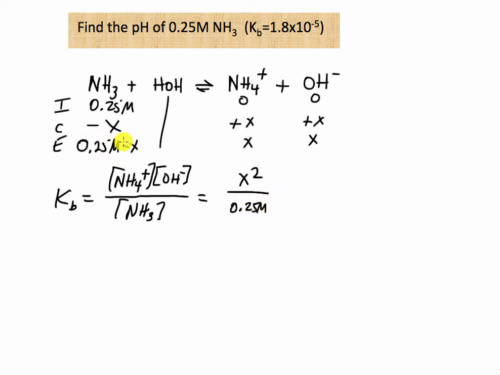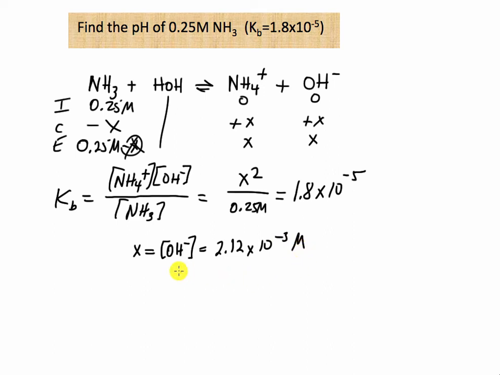I'm going to get rid of that x in the denominator because the Kb is so small. It's such a small Kb I can drop it out. So 1.8 times 10 to the minus fifth. I can solve for my x, which is equal to the concentration of hydroxide, which is also equal to the ammonium, which I'm not really concerned about. And when I do that calculation, I end up with 2.12 times 10 to the minus third molar. All right, so that is the concentration of the hydroxide ion.